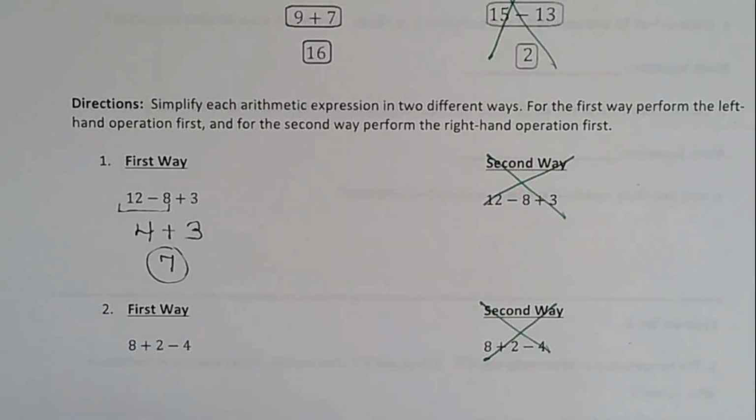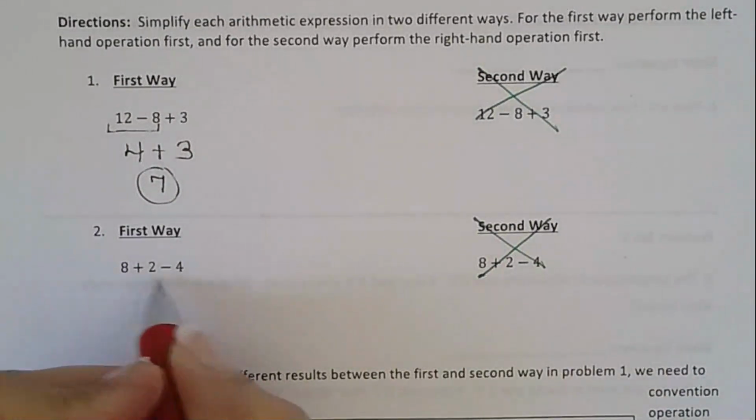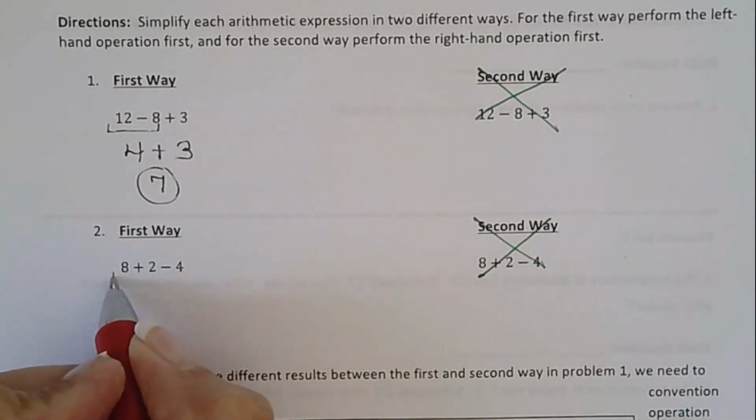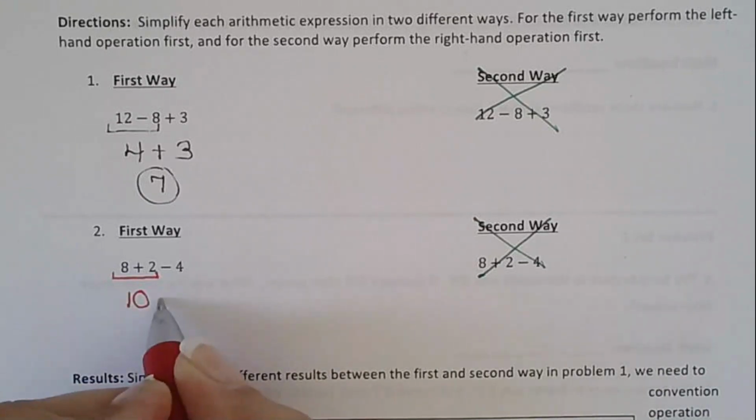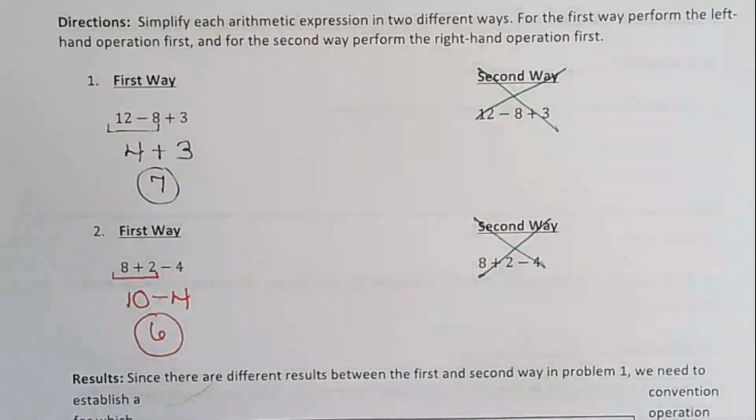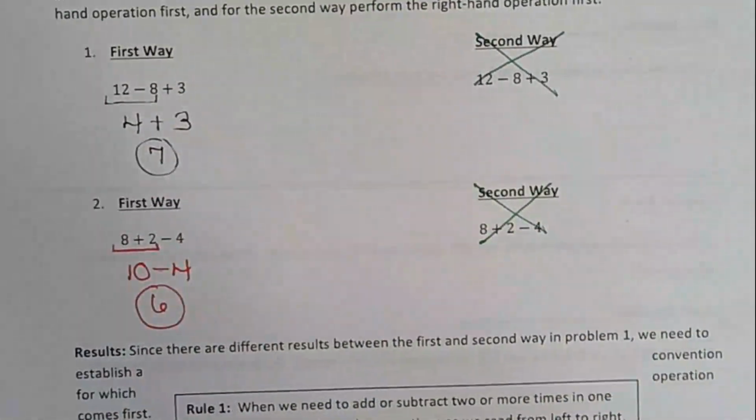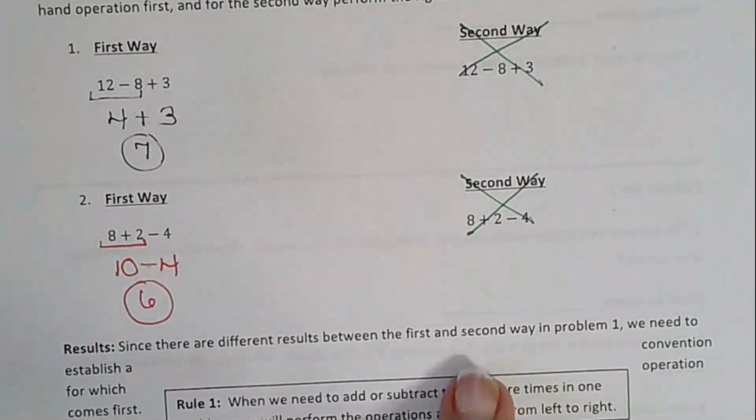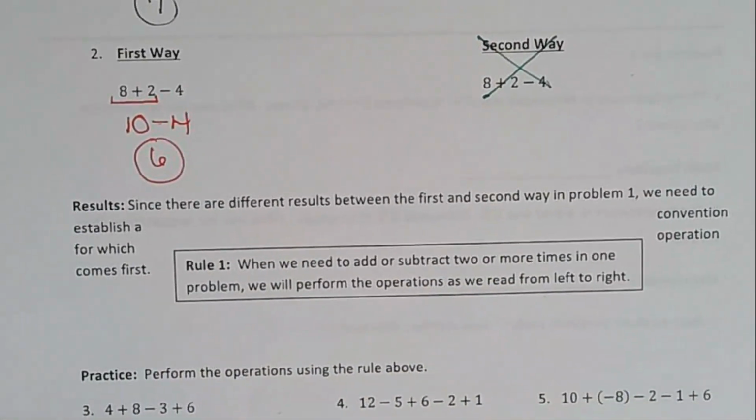And on number 2, addition is first, so we would do it first because they're on the same level and going left to right, we encounter addition first. 10 minus 4 is 6. So since there are different results between the first and second, as we said, we need to establish a convention for which operations come first.